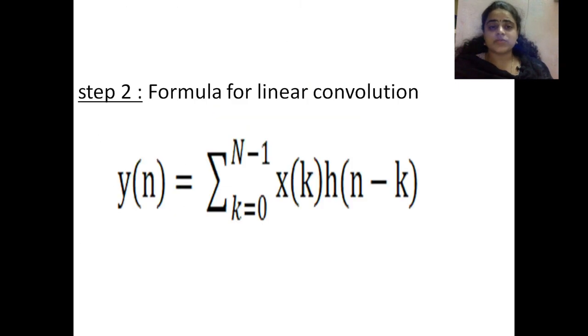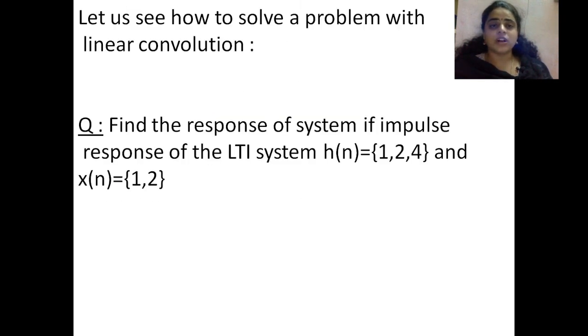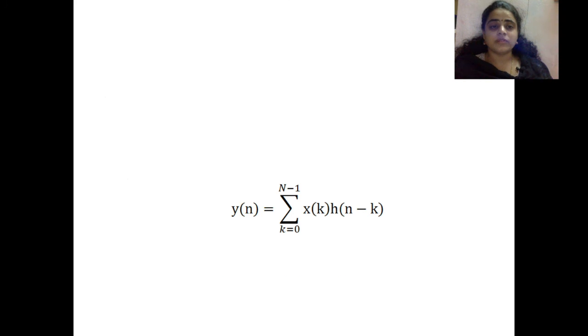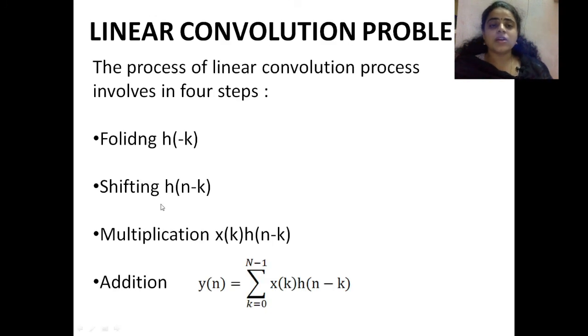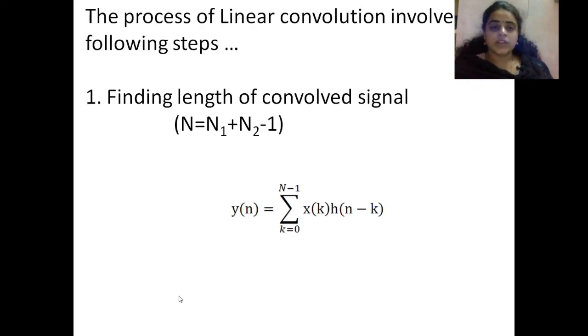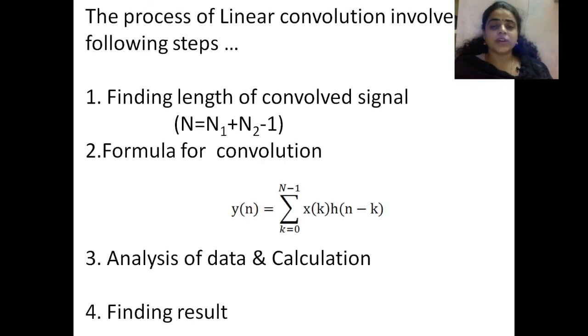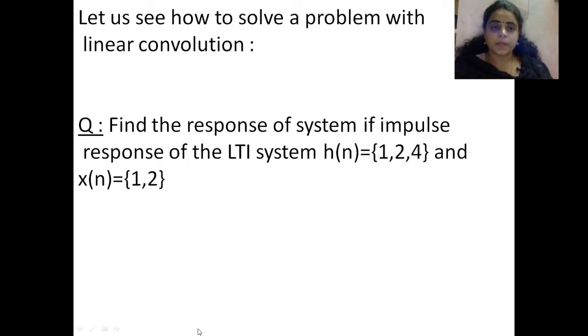First, one time I just want to recall the whole process. There are 4 steps to perform linear convolution: folding, shifting, multiplication and addition. And the 4 steps will be: first, finding the total length n and the formula for convolution, then analysis of the given data, and finding the result.